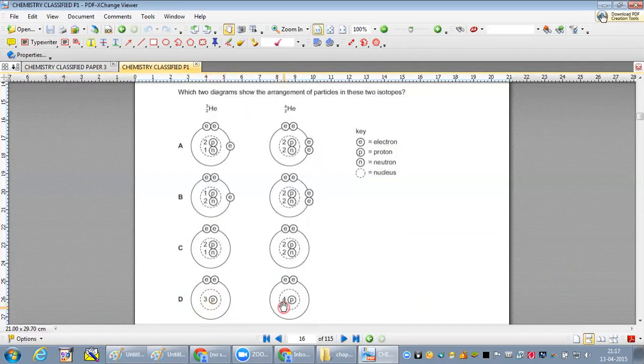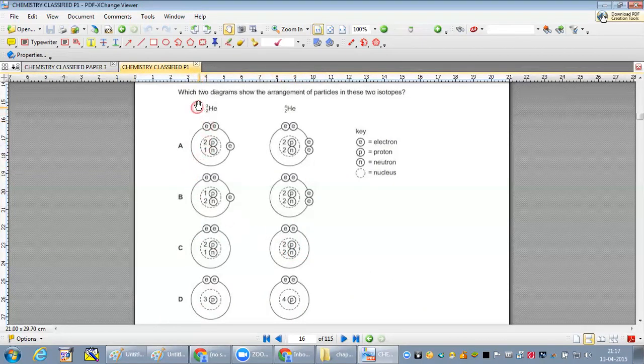Now here, you can see over here in C part, there are two protons, two protons. Here there is one neutron, here there are two neutrons, and of course the number of electrons are also same. So the correct answer is option C. Yes, the correct option over here is going to be C. These are going to be the isotopes. Both of these will be isotopes of helium.